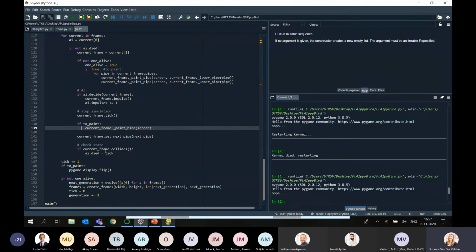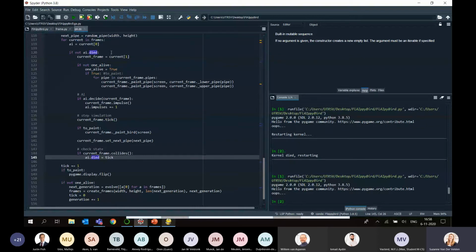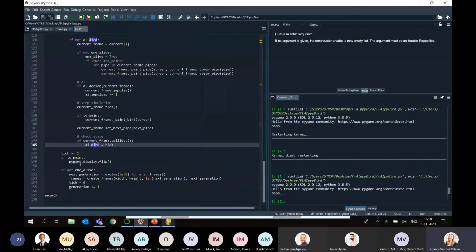And then it checks if the bird collides with the pipes in the current frame. So if the bird has collided with the pipe, then we count the number of ticks, and on this tick the bird died. So that's the fitness of the bird. So if he dies after 20 ticks, then the fitness of the bird is 20. And we'll continue that for all the frames. So we have all the worlds we've created. And after that is done, we'll display all of the new states of the birds in the frames.